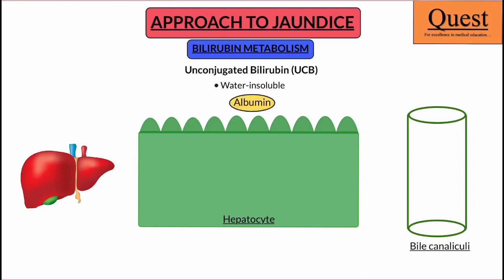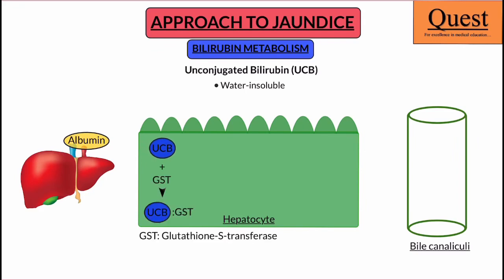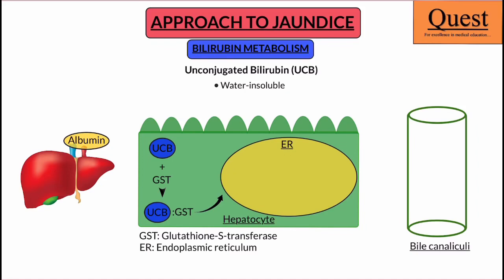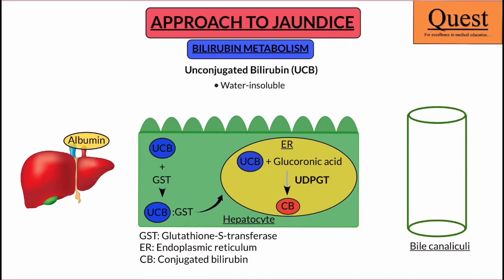To make it soluble, it is attached to albumin, and this albumin acts as its carrier to the liver. Once it reaches the liver, it is taken up without the albumin, and it is bound within the liver to glutathione S transferase. From here, it is transferred to the endoplasmic reticulum, and over here the process of conjugation occurs with glucuronic acid. An important enzyme which takes part in conjugation is bilirubin UDPGT.